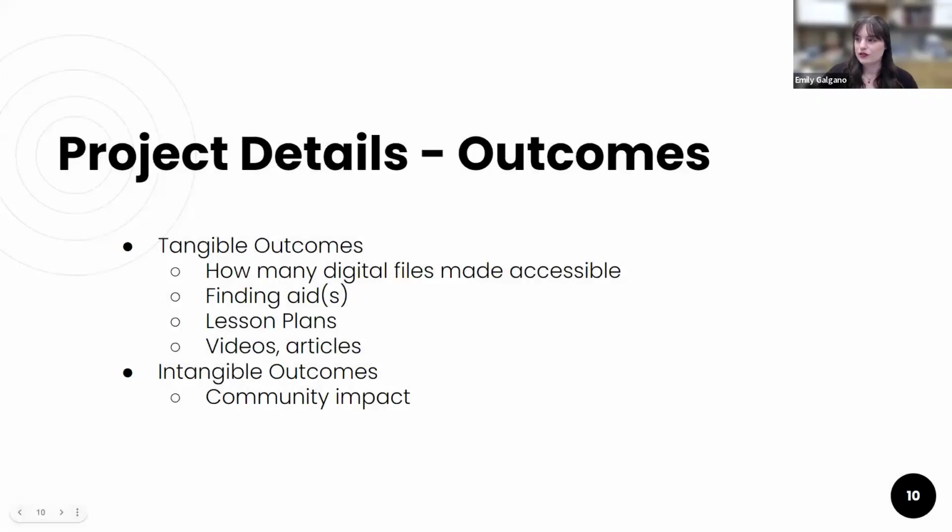Your outcomes are also going to be either tangible or intangible. Tangible outcomes are a little bit easier to quantify. That's going to be things like how many physical digital files you have made accessible, the actual number, as well as any finding aids or lesson plans, videos that are generated from this, or articles that are written about the process. All of those are tangible things that you could hand a copy of in your final reporting. And they're pretty simple to quantify. You can measure those pretty easily.